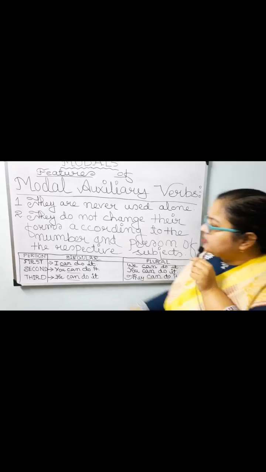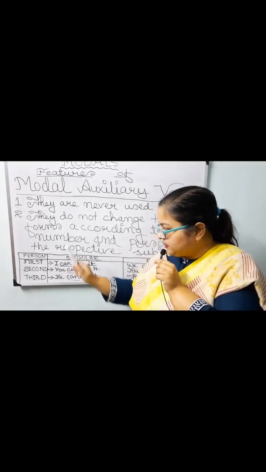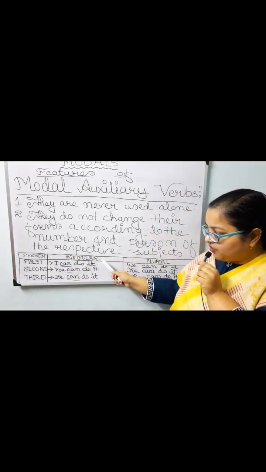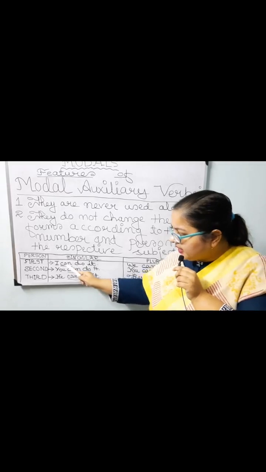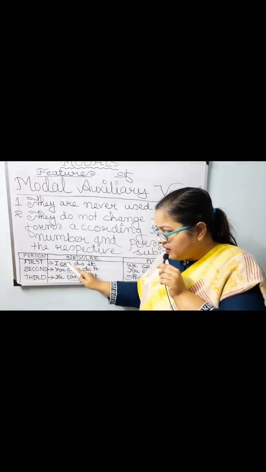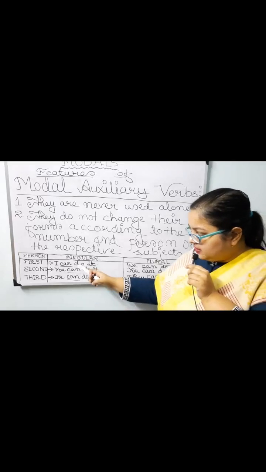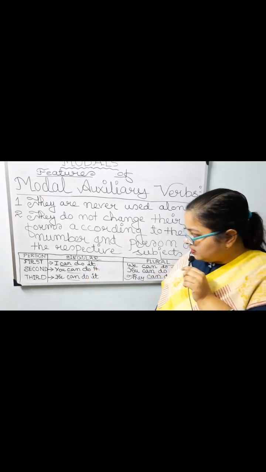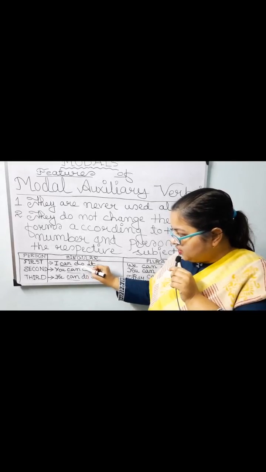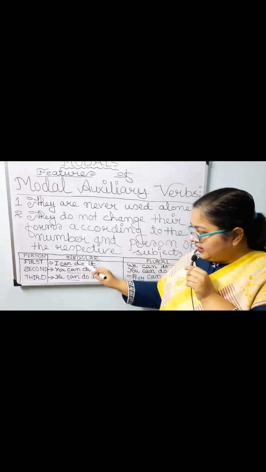Let us see. Person: first person, singular form. I can do it, where do is the main verb and can is the auxiliary verb. But see, do. Over here do is the main verb, and with this, it is not changing its form. I can do it.